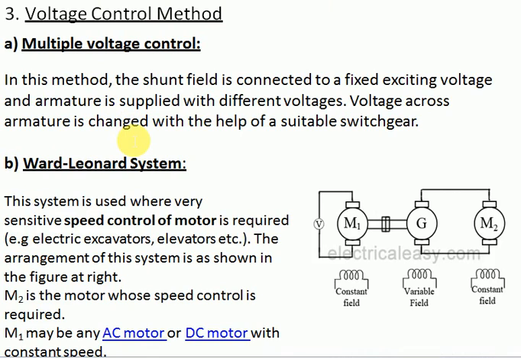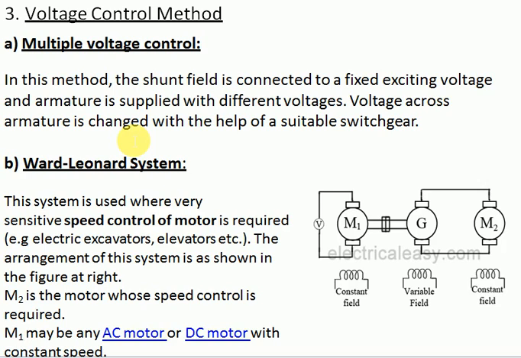Third one is voltage control. What is voltage control? If you control or reduce the supply voltage given to the motor, then it is called the voltage control method. In this method, the shunt field is connected to a fixed exciting voltage, and the armature is supplied with a different voltage. The armature voltage is changed with the help of suitable switch gear.